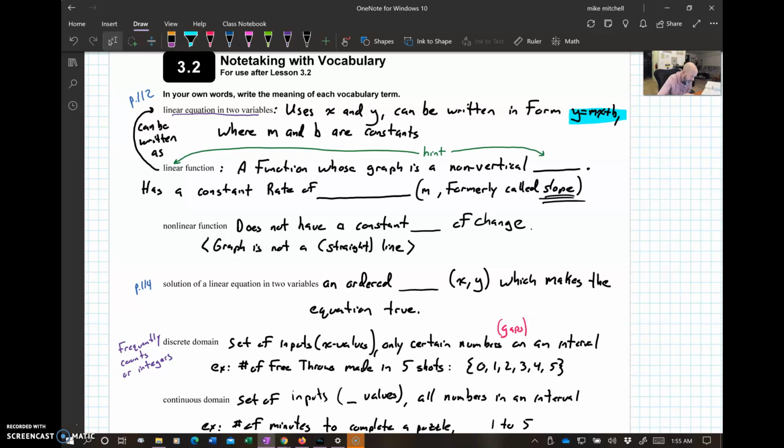A linear function can be written as an equation in two variables. A function whose graph is a non-vertical line. What word is in there that they're trying to tell me to put in? You got it right. Don't forget you can use that pause button to try to answer questions yourself first.